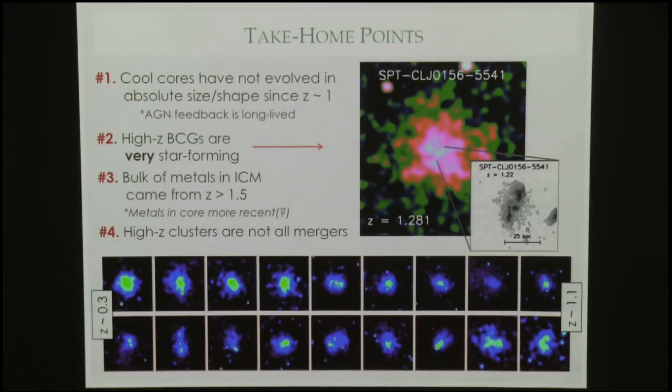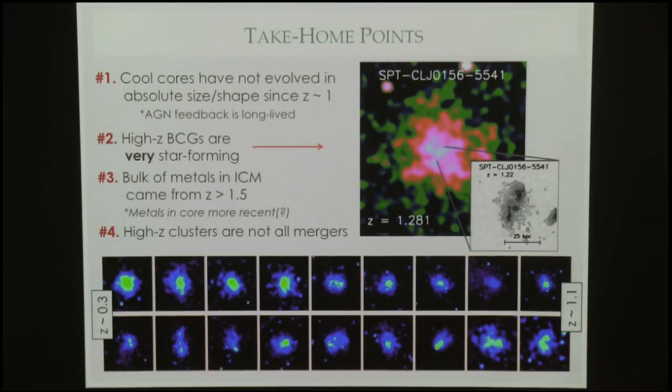But these are all just one-liners. Cool cores have not evolved in size, shape, or absolute mass in 10 billion years, which should bother you. And it's kind of crazy that AGN feedback is doing such a good job of maintaining the structure. High-Z brightest cluster galaxies are star forming, so if you build a survey to find high-Z clusters, don't look around luminous red galaxies. You should look around starburst galaxies at high redshift.